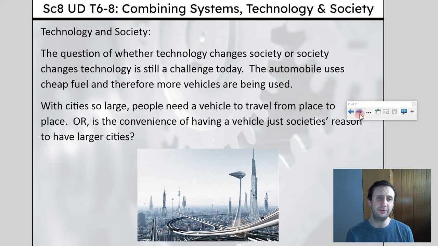The automobile uses cheap fuel and therefore more vehicles are being used. With cities so large, people need a vehicle to travel from place to place. Or is the convenience of having a vehicle just society's reason to have larger cities? That's an interesting question, right?